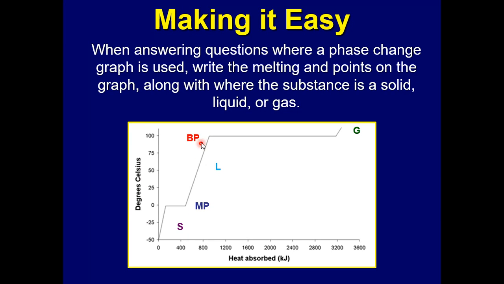All right, between the melting point and the boiling point is where it's going to flatten out at the higher temperature. Put a BP for boiling point and put an L between the two. Okay, and then put a G above it. All right, and this will make it really easy to answer these questions.